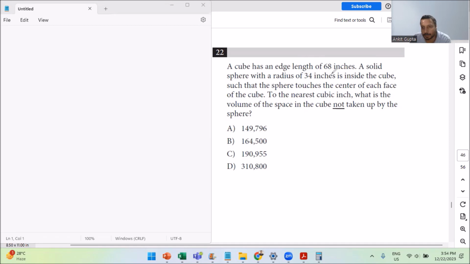A cube has an edge length of 68 inches. So a cube is given to us like this.